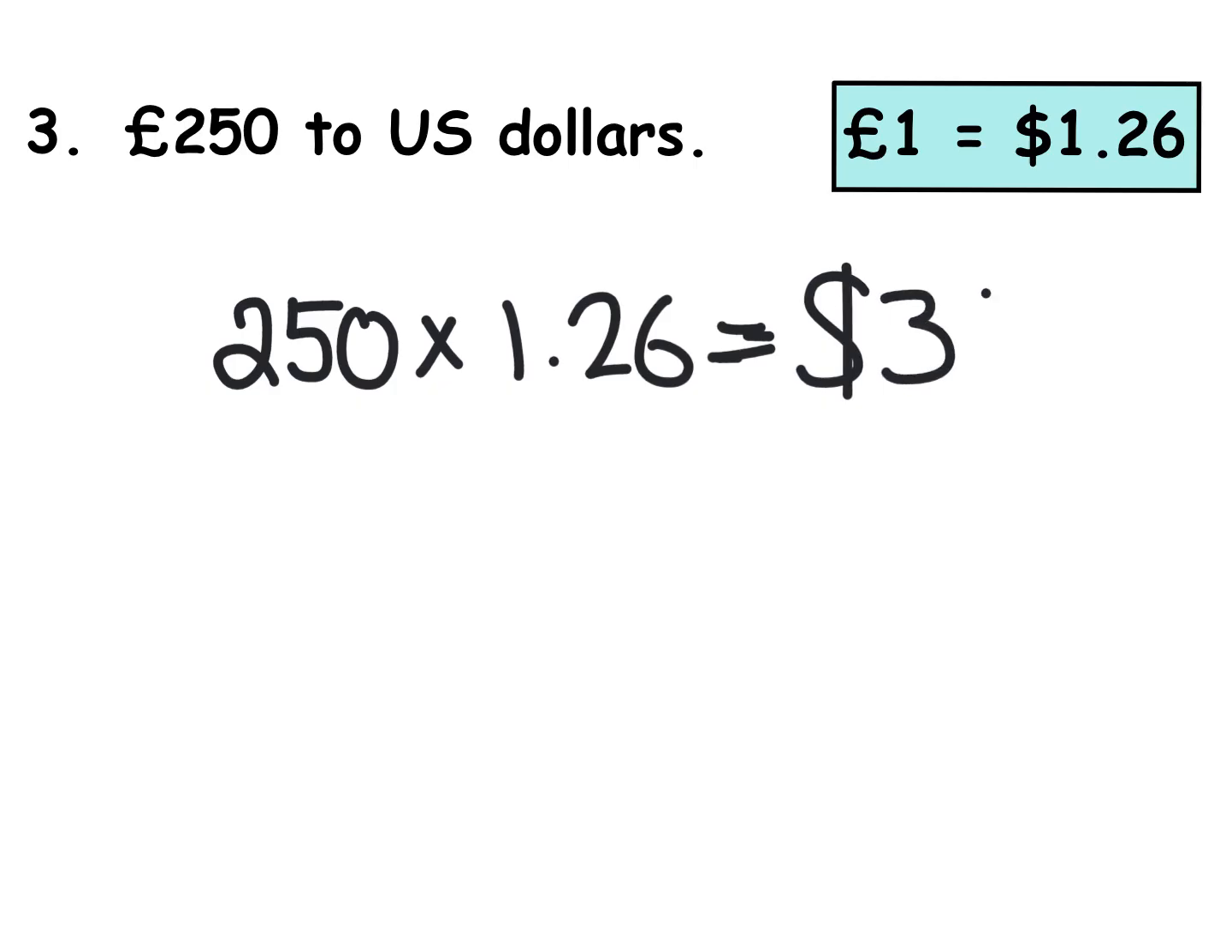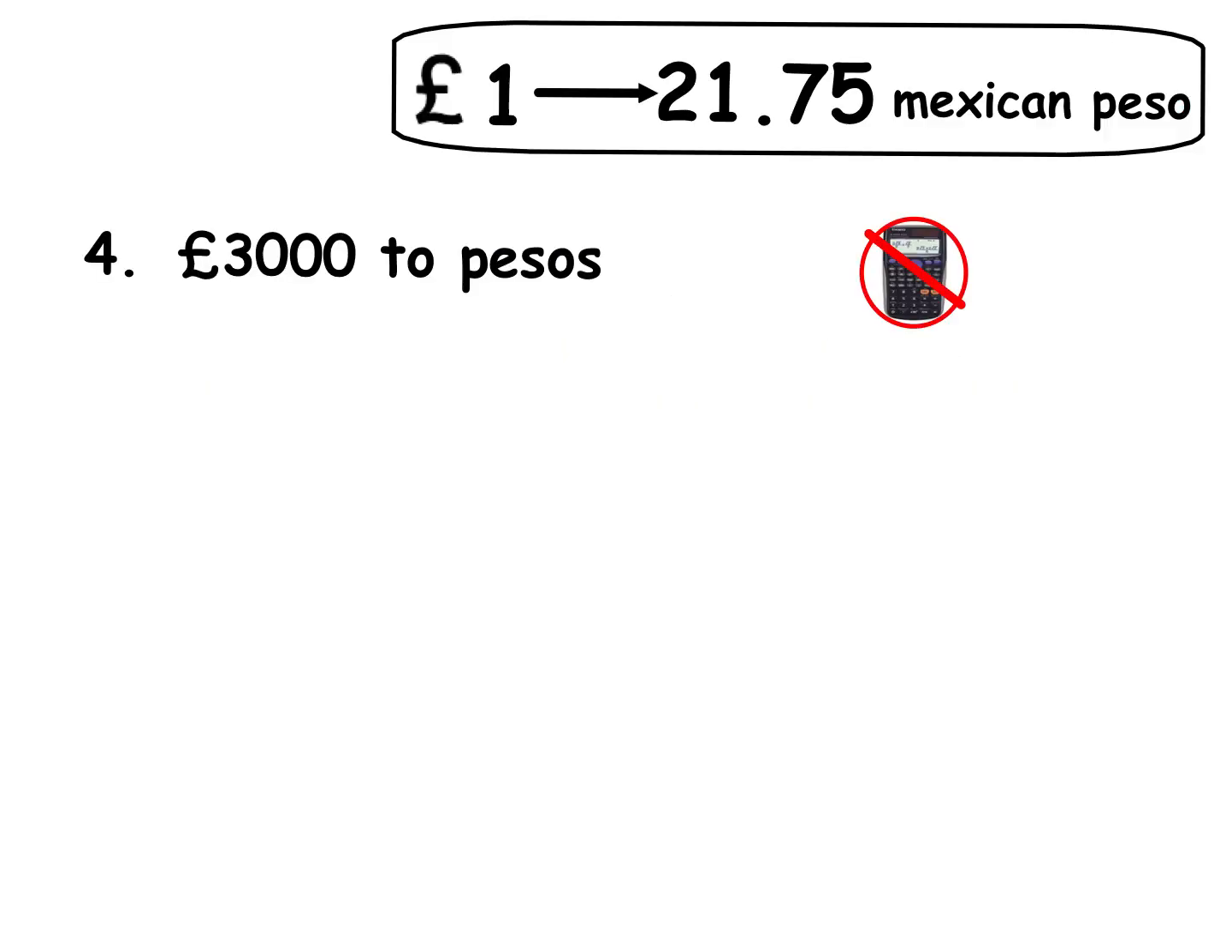That was a bit of a boring one. $315. Let's have a look at this example. So next one, we're going to Mexico. So Mexican pesos, this is going to be a massive number. We're taking £3,000 on a family holiday to Mexico, where a pound is worth a whopping 21.75 Mexican pesos.